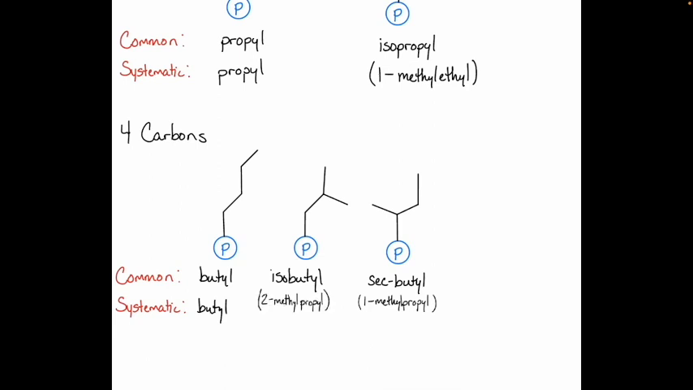Cool. And then the last one that we could have with 4 carbons, where they're in a little cross, is what's called a tert-butyl group. Tert-butyl. All right, so take a second and give me the systematic name of a tert-butyl group.